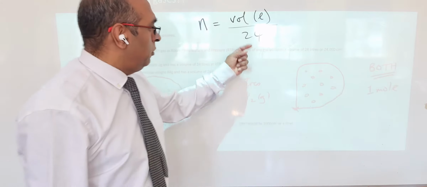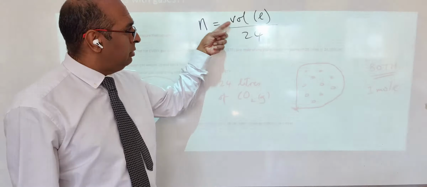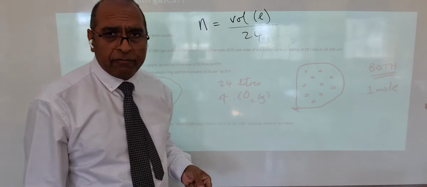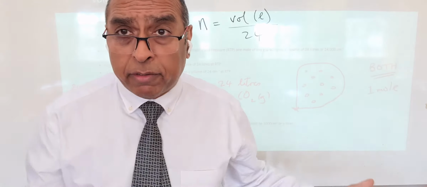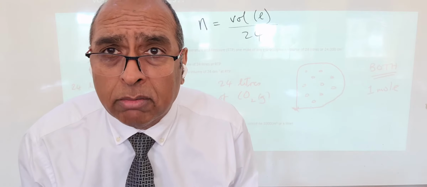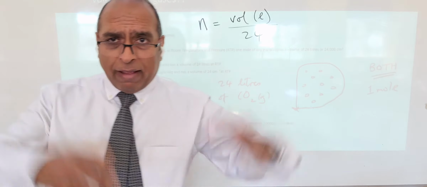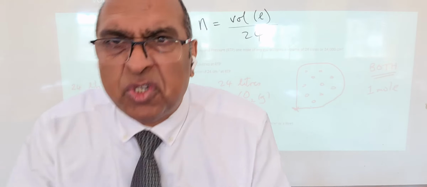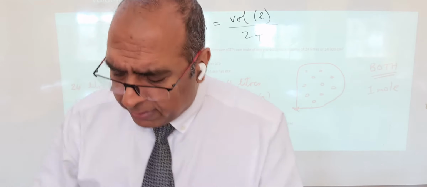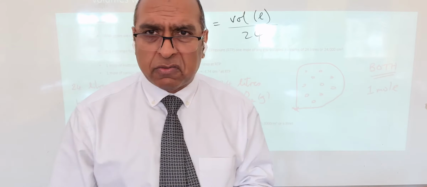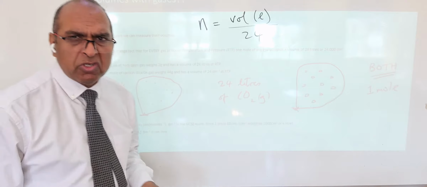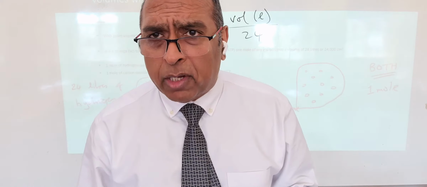And so the number of moles, if you know the volume in litres, is the volume divided by 24. So if you've got 6 litres, divided by 24, that's a quarter of a mole. If you had 24 litres, that's a full mole. If you had 48 litres, that's 2 moles. To try and explain this, because a lot of my pupils find this a bit strange: sir, doesn't the size of the particles matter?